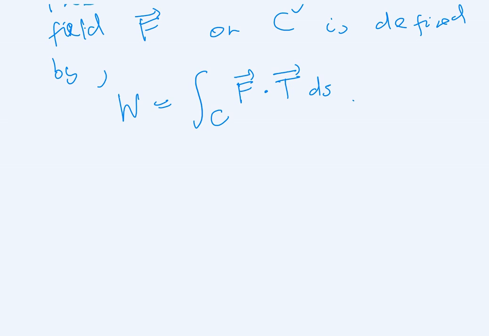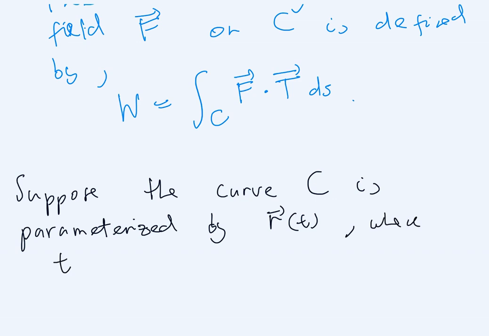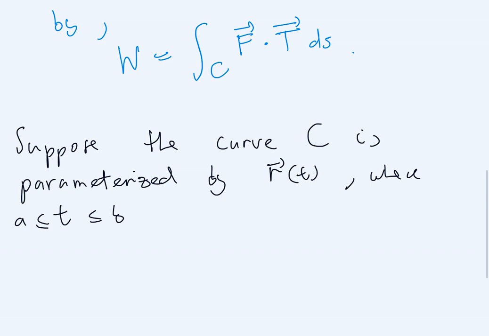Based on this definition of the work done by this force field, we go further. Suppose now that the curve C has a parametrization. Suppose that the curve C is parametrized by this position vector R of t, where the parameter t ranges between a and b.